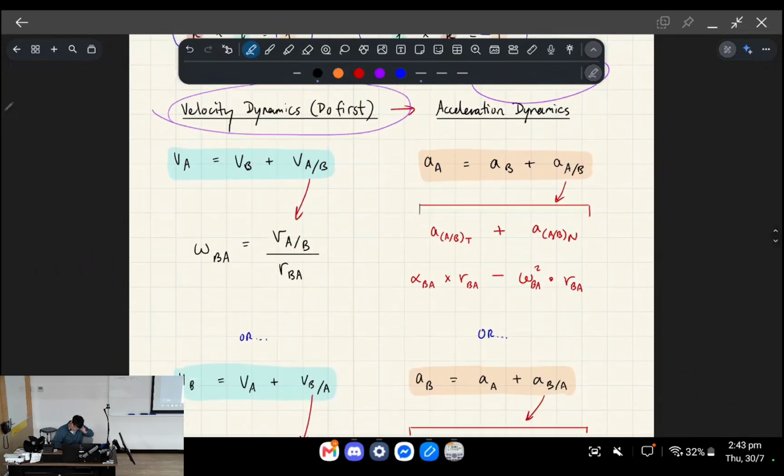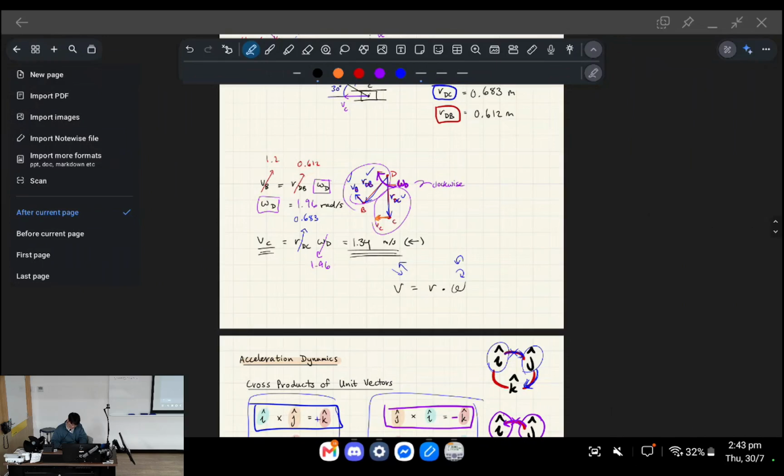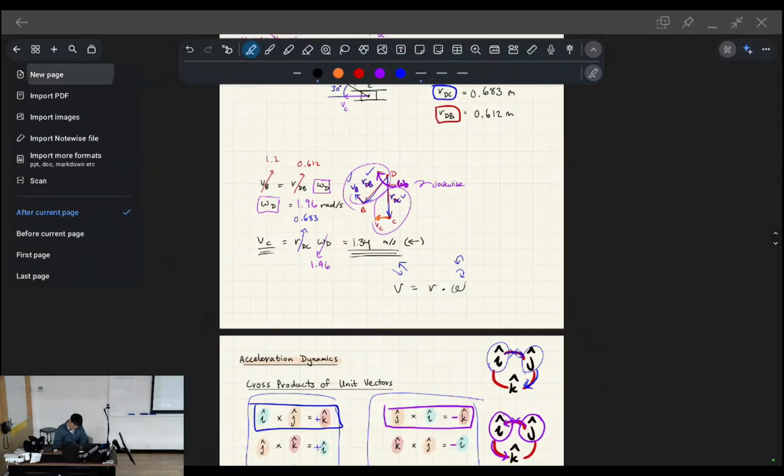Okay, so let's do a quick recap on circular motion. All right, so this is kind of how it works. Just want to click here. Back. Add page.